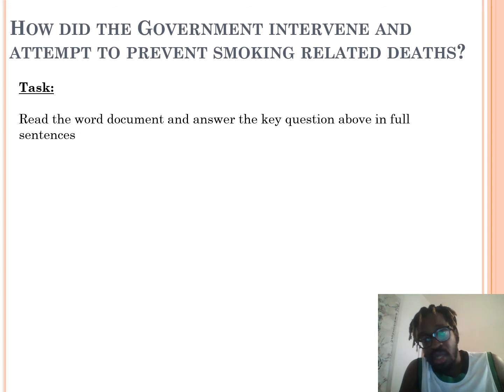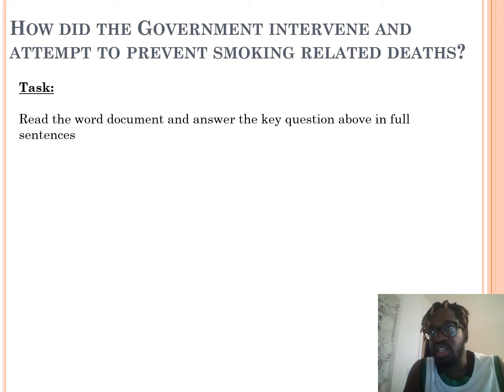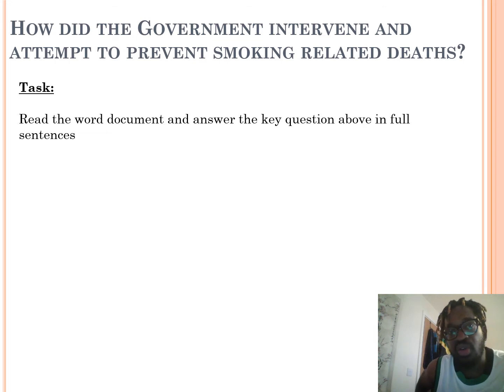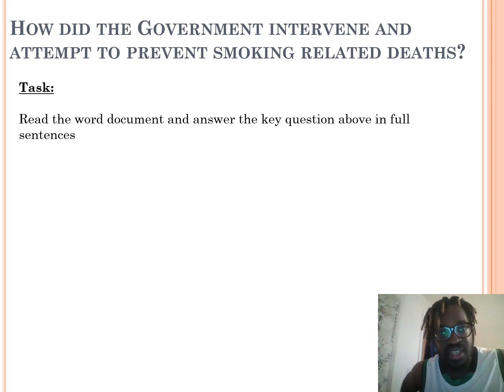Some of you know. Think about when you go into your local newsagent. Where are the cigarettes? Think about it just now. Okay, don't even read anything. Where are the cigarettes? Then, once you've remembered where cigarettes are, when you look at cigarette packets, what is on the packets? So we know some of these answers already. So how has the government intervened, and what do they do to try and stop smoking-related deaths?